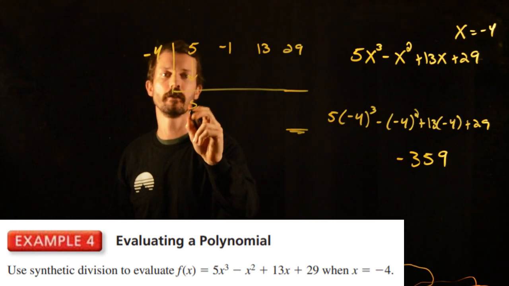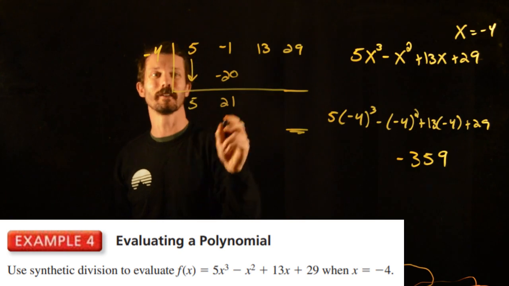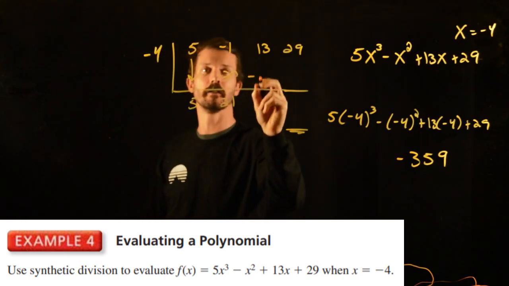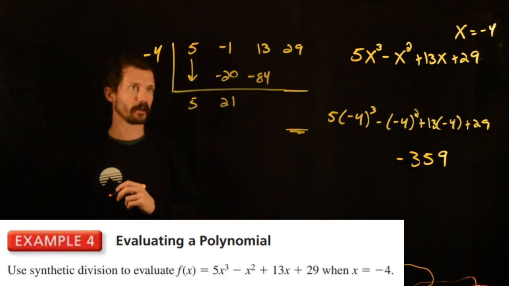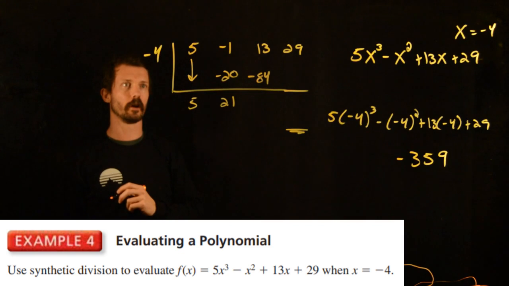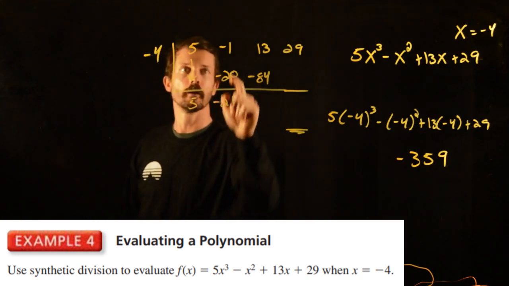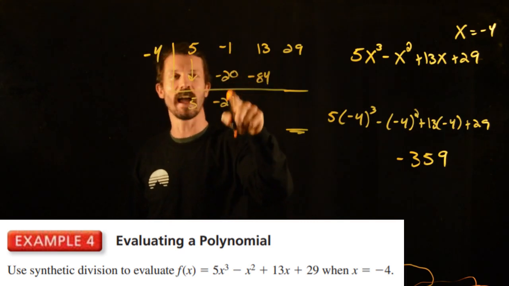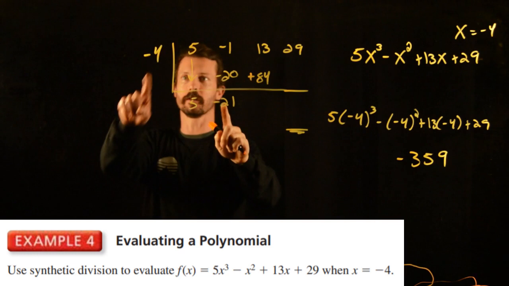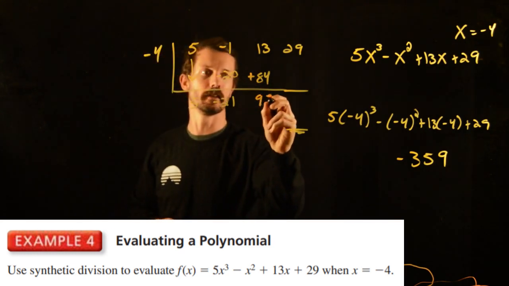So bring down the 5. -4 times 5 is -20. -1 plus -20 is -21. We're adding those, so I messed up there. -4 times -21 is 84, so that's why this would be positive. And then from there you get 97.